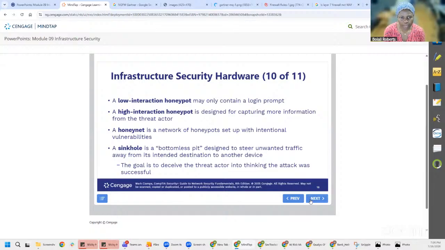Okay. You have low interaction honeypots. These ones may only contain login prompts, and you have high interaction, and these are designed to capture more information from the threat actor. Then finally, you have a sinkhole. A sinkhole is like a bottomless pit that is designed to steer unwanted traffic away from its intended destination to another device. And again, the goal is to deceive the threat actor into thinking that their attack has been successful.